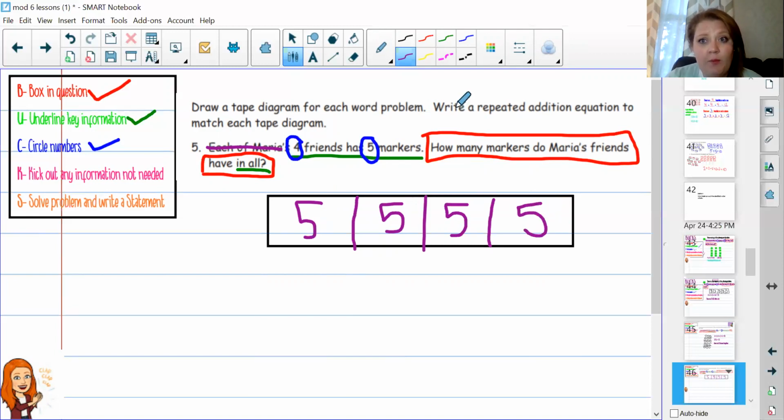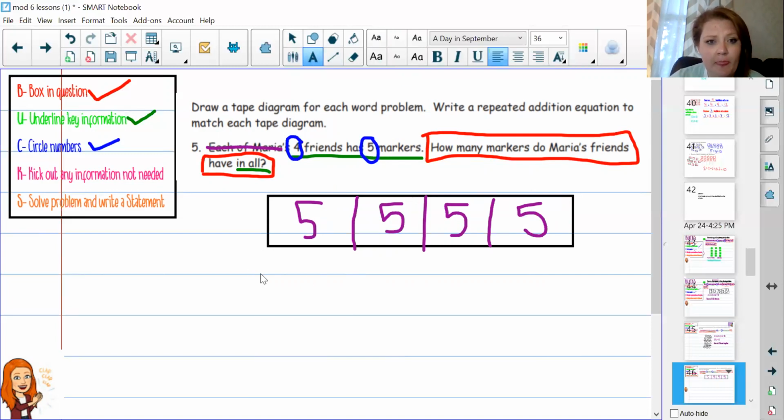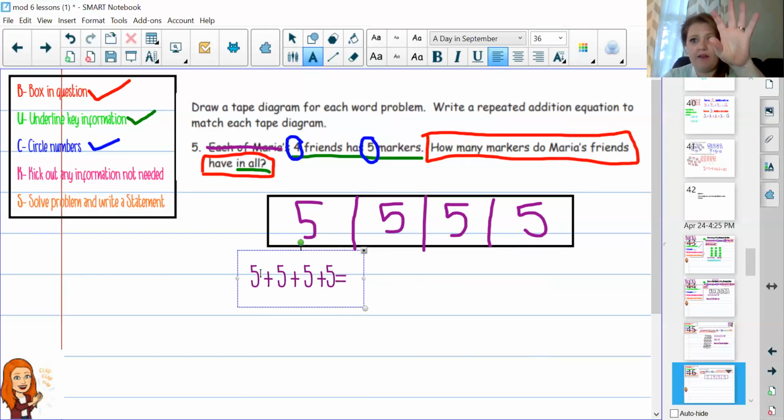Now we need to write a repeated addition equation to match the tape diagram. So what would the repeated addition equation be? It would be 5 plus 5 plus 5 plus 5. All right, let's count by 5s. 5, 10, 15, 20. Okay, so we solved the problem.